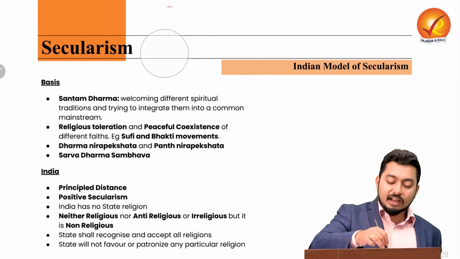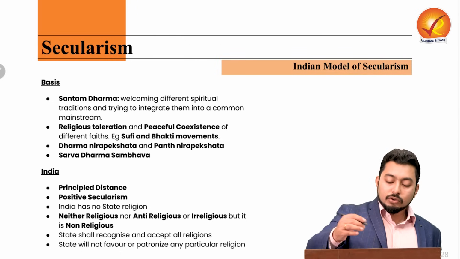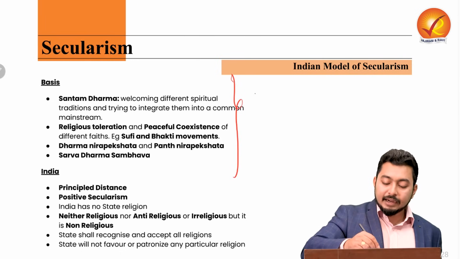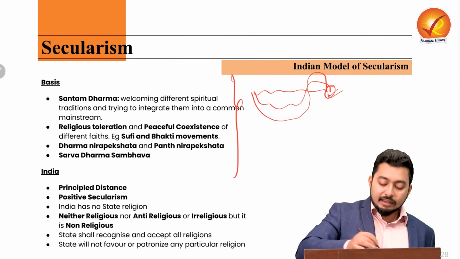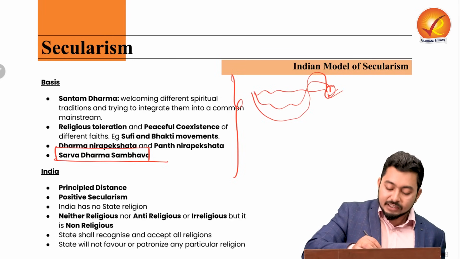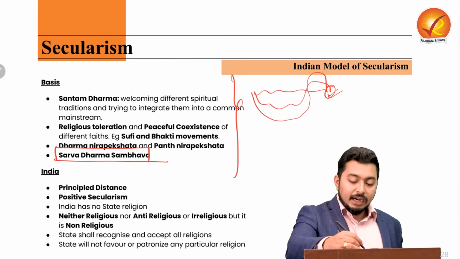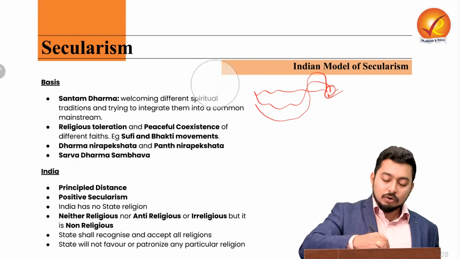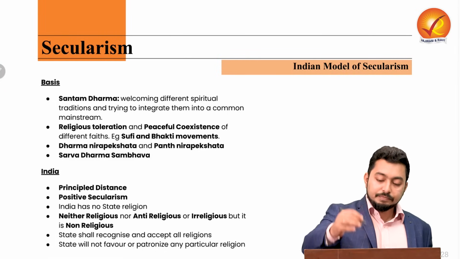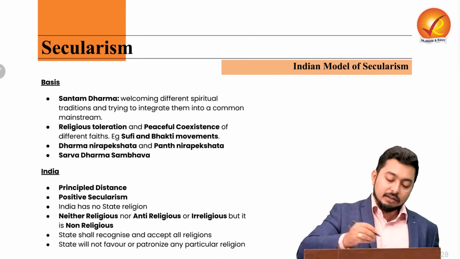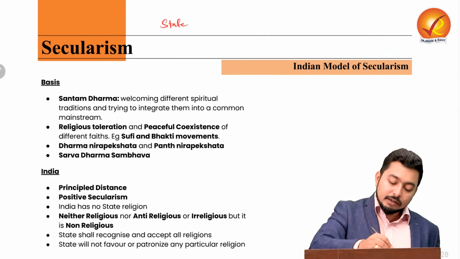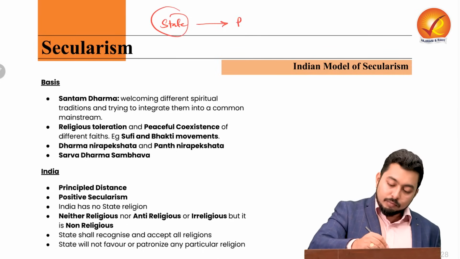Then the idea of sarv dharm sambhav. So the wisdom is that there can be multiple paths of salvation, but the end goal is same, and therefore treating all the faiths equally. And so Indian model of secularism is called the positive model of secularism. So what is the role of state in this model of secularism? So state will go for principled distance.